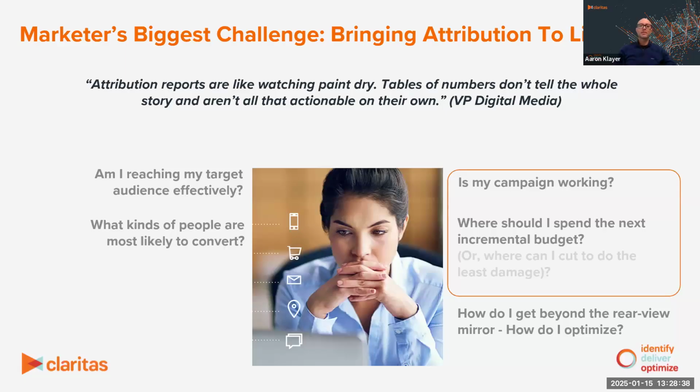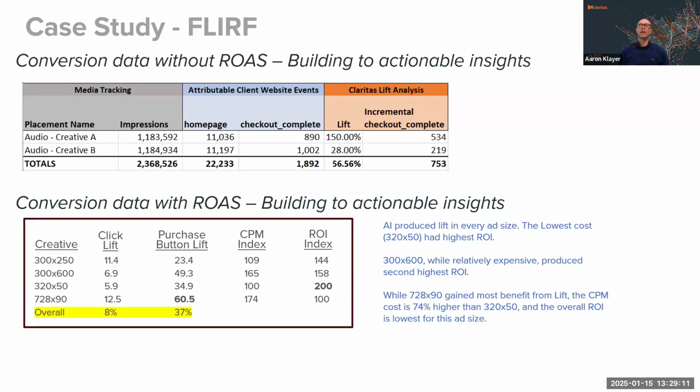So moving on to the next part of bringing attribution to life. We've talked about the audience insights and understanding who is converting and who is exposed. But not only that, we want to go beyond the rear view mirror into the marginal return. So is my campaign working? We get that from the rear view mirror analysis of what's working and what's not. But where should you spend the next dollar for the highest impact? And that's what we are looking to answer with our marginal return analysis.